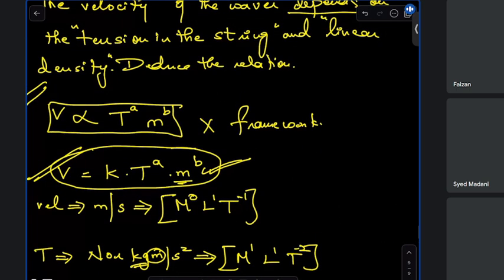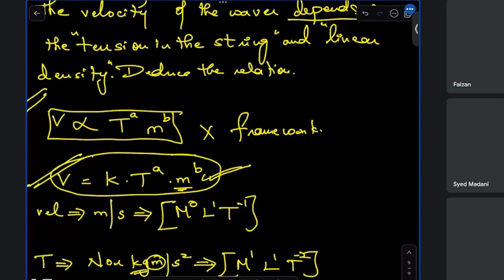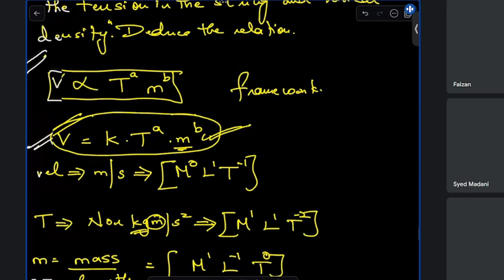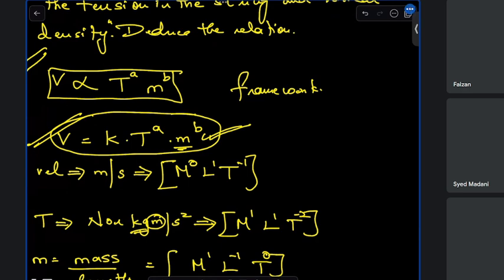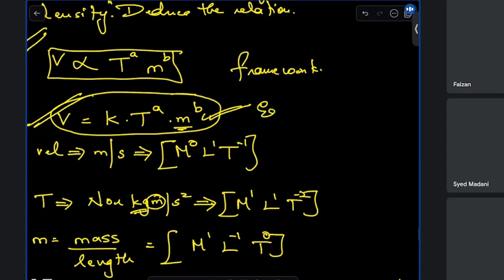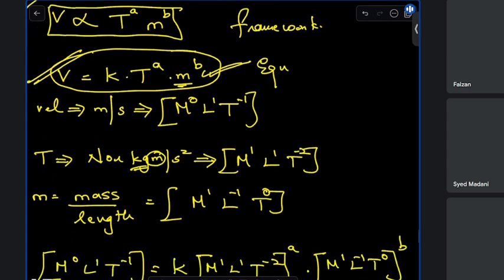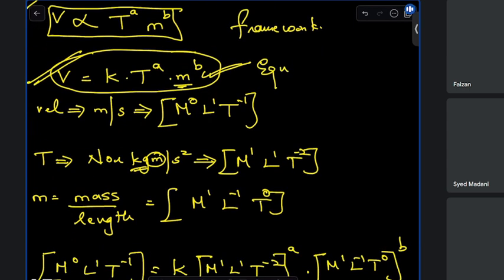So basically, first you write the framework, which is important. Based on the framework, you remove the symbol and then you write it in terms of K. You realize that the powers can be anything, so A and B are written as they are. Once you wrote the equation, you will start finding the left hand side in terms of dimensions, right hand side all the letters in terms of dimensions. The reason we did not find it for K is because K is a constant. No constant will have any dimensions.